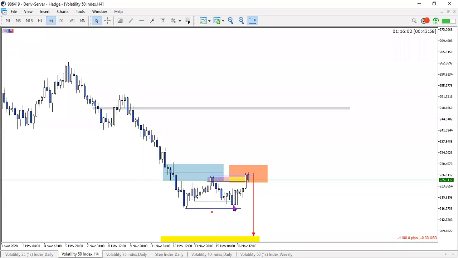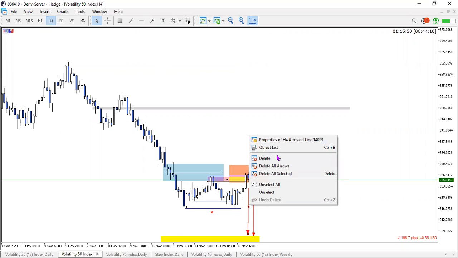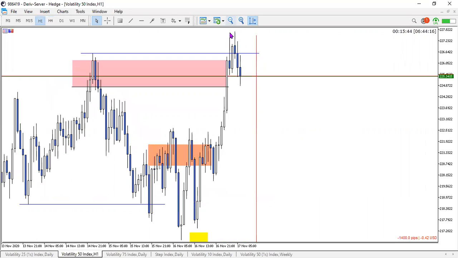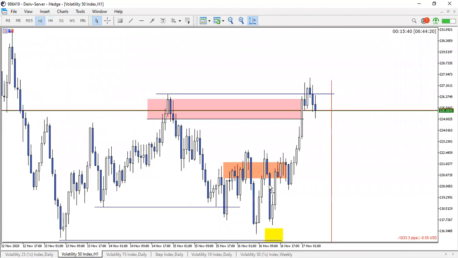Not really much more I can speak about in here. We've got this possible double bottom that led to the creation of this double top. So we want to see price push down from here. Very simple, very straightforward, not a very complicated setup. As long as price does break back below here and respect this level, then we're still on for those selling opportunities. Let me just look at this on the 1 hour.